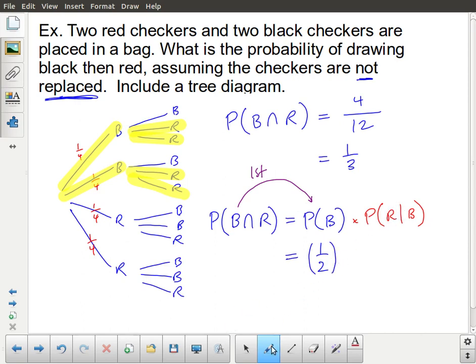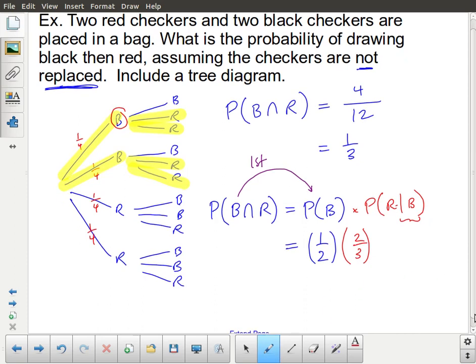And then what's the probability of getting a red if I already have a black? That's what this part's saying. Red given black means what is the probability of getting red if I already have a black? Well, let's just focus on this single black. If I've got this one black, what's the probability of getting red? It's now 2 out of 3 results, or 2/3.